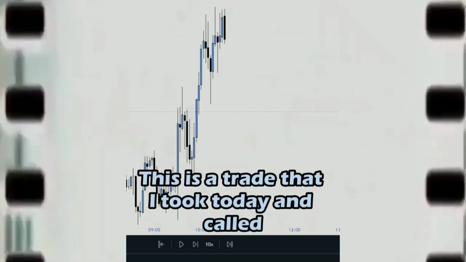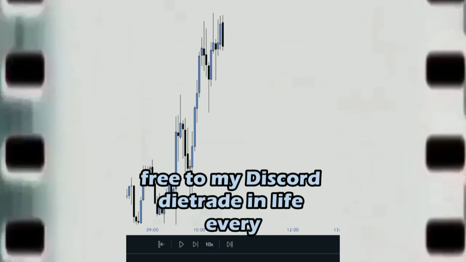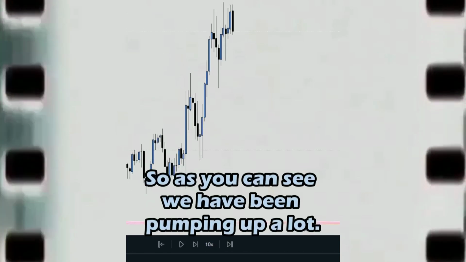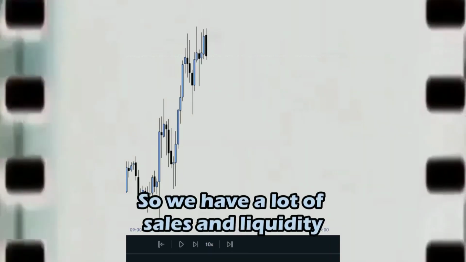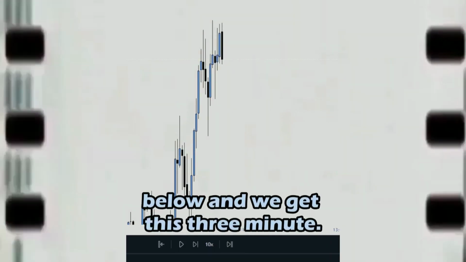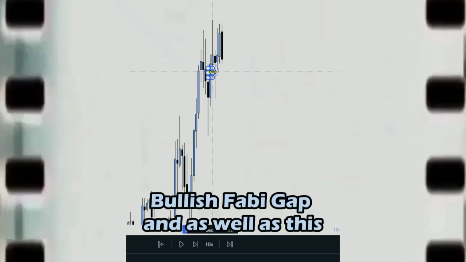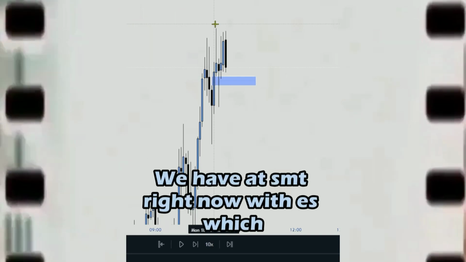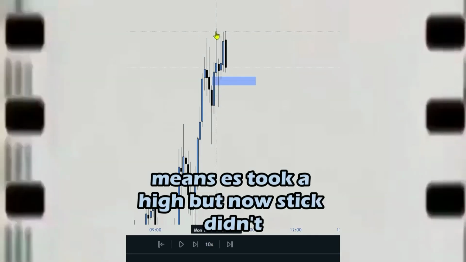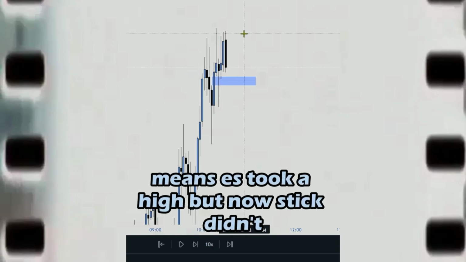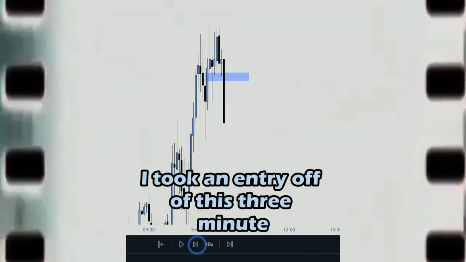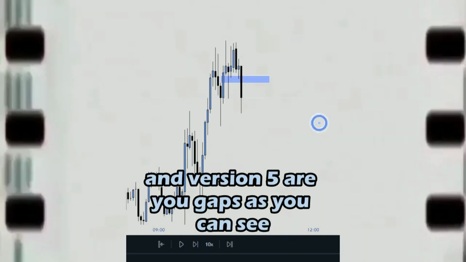This is a trade that I took today and called free to my Discord that I trade in live every single day. So as you can see, we have been pumping up a lot. So we have a lot of sell side liquidity below, and we get this 3-minute bullish fair value gap. As well as us pumping up quite a bit, we have an SMT right now with ES, which means ES took a high but Nasdaq didn't, therefore that is an SMT.